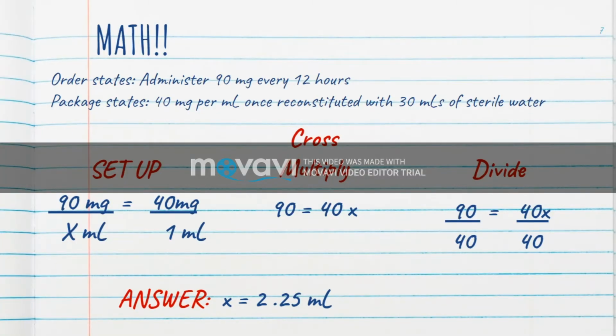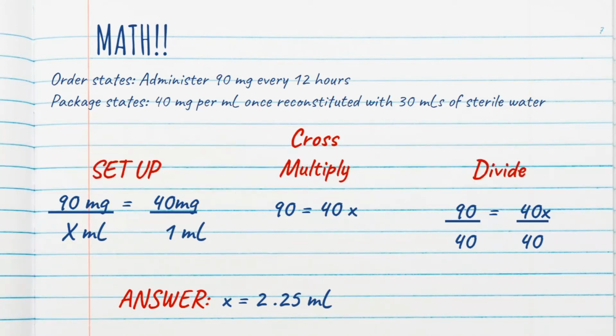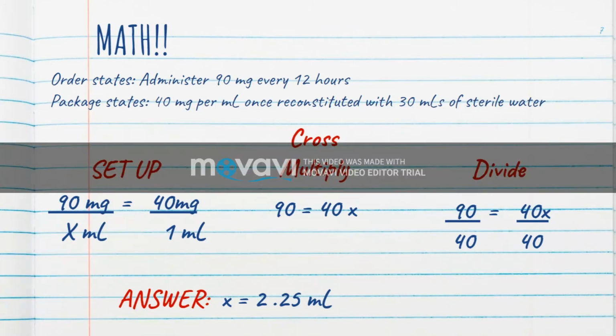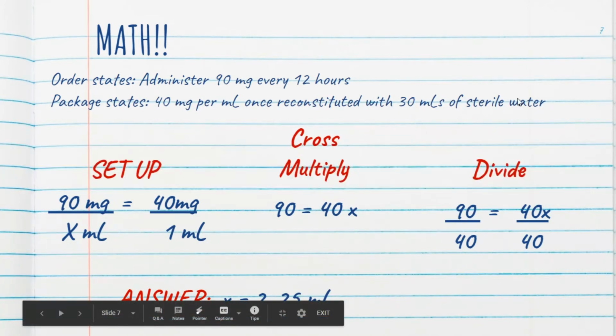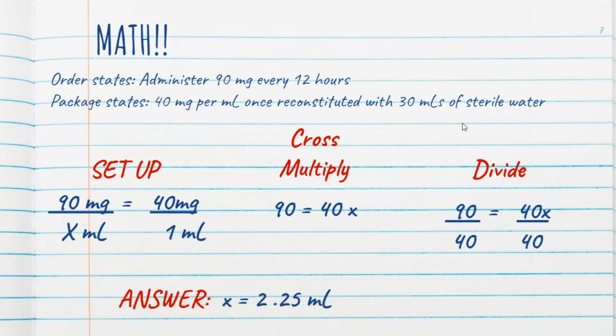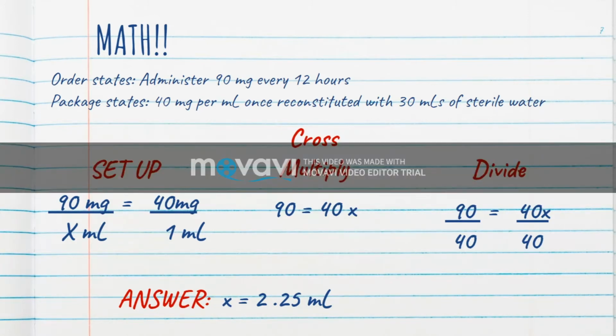The order said administer 90 milligrams every 12 hours. Okay, but the package says 40 milligrams per ml once reconstituted with the 30 mLs of sterile water. And I will tell you that these math problems have extra numbers in them, not that they would ever try to trick you in nursing, but they're trying to trick you. Because this number, this 30 mLs of sterile water, is not helpful for us in math. All we need is our order and what our reconstitution is. If we reconstitute correctly, we've got 40 milligrams per ml.